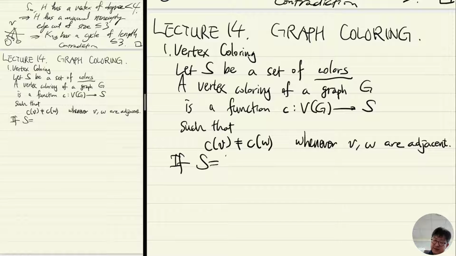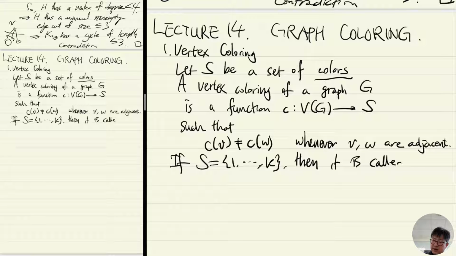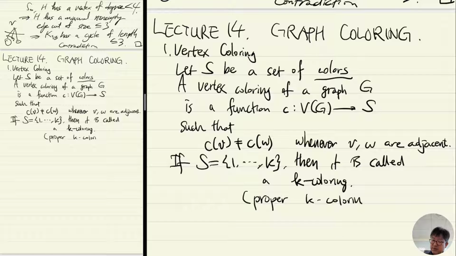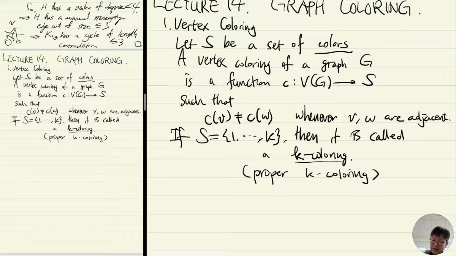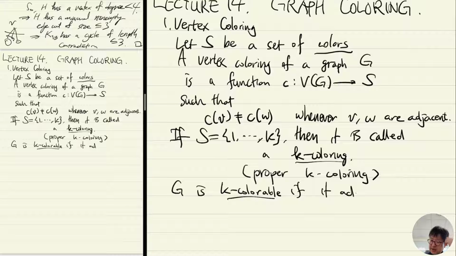If S is 1 up to K, then it is called a K coloring. Sometimes it's called a proper K coloring. Here proper means that adjacent vertices get distinct colors. And we say a graph G is K colorable if it admits a K coloring.